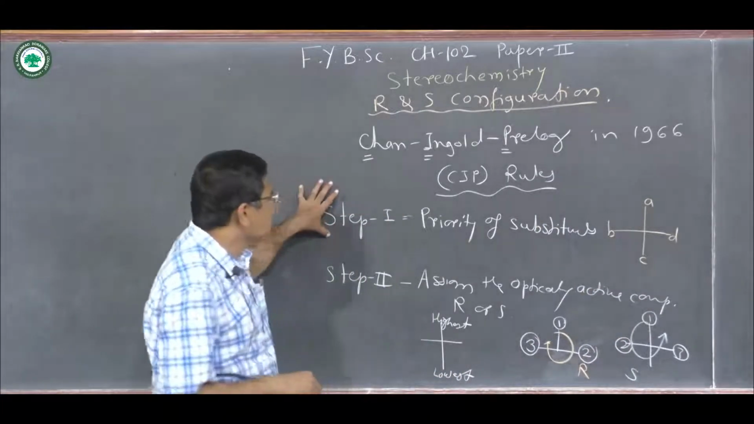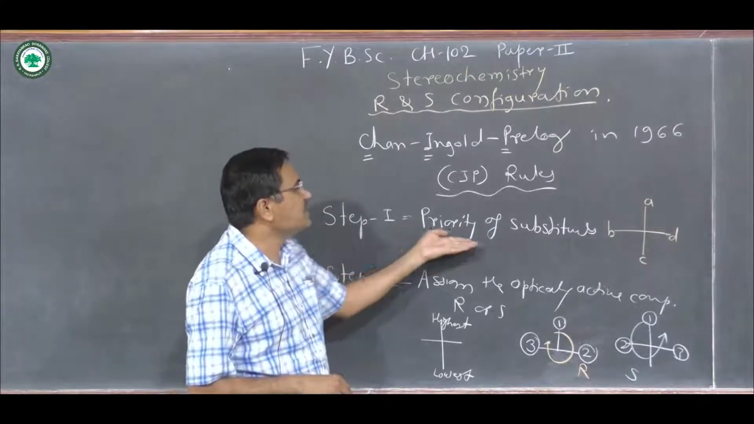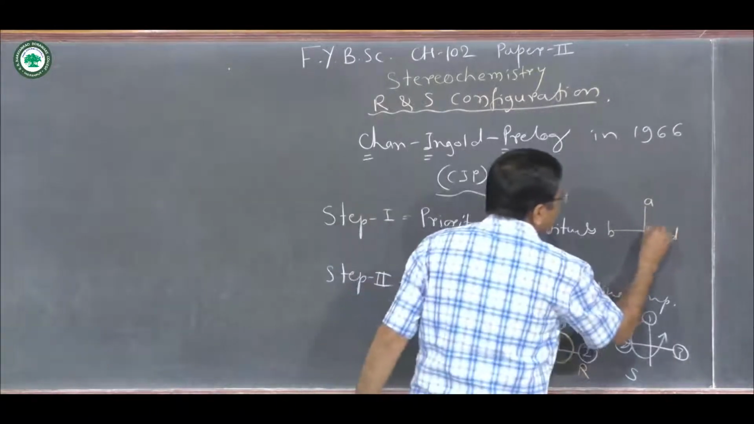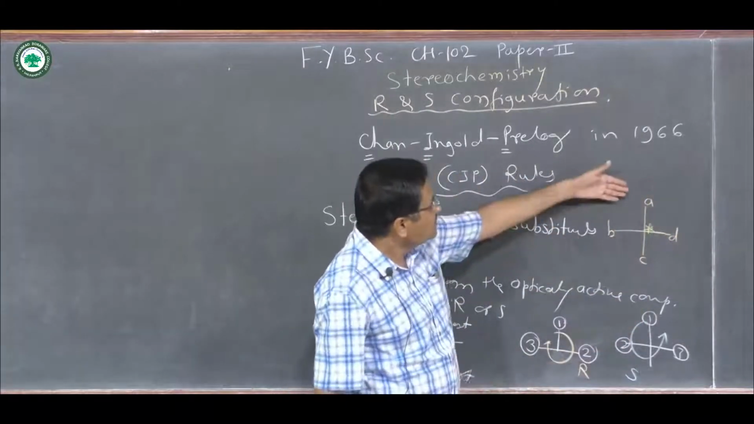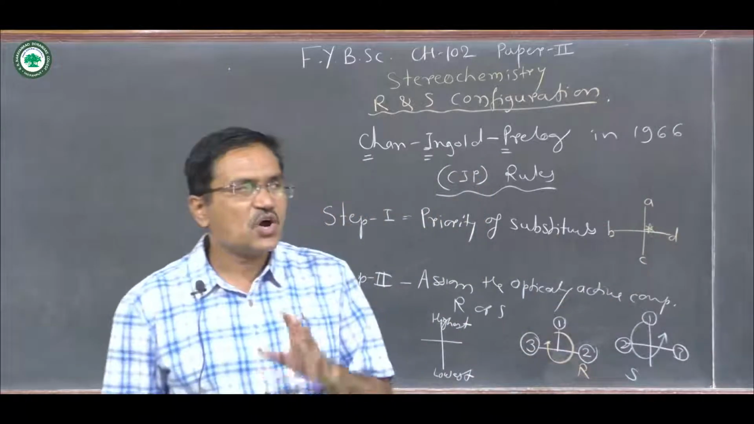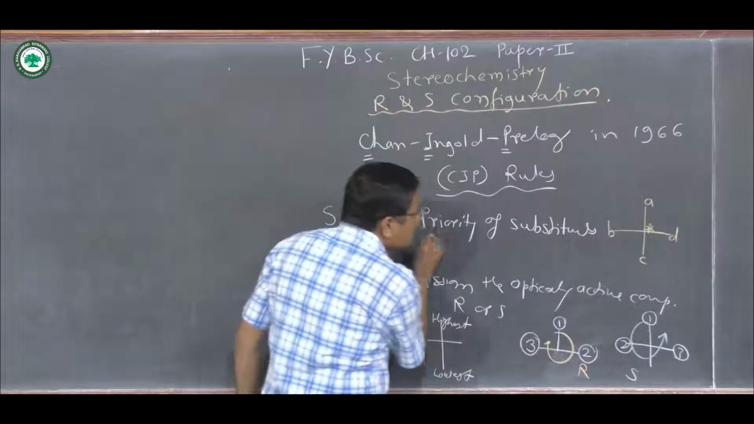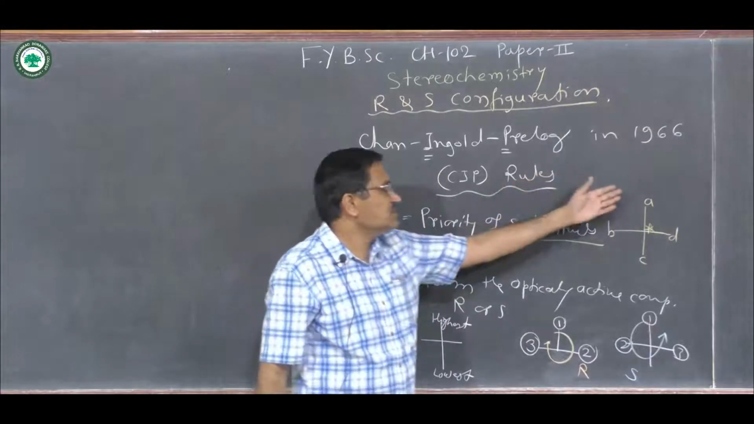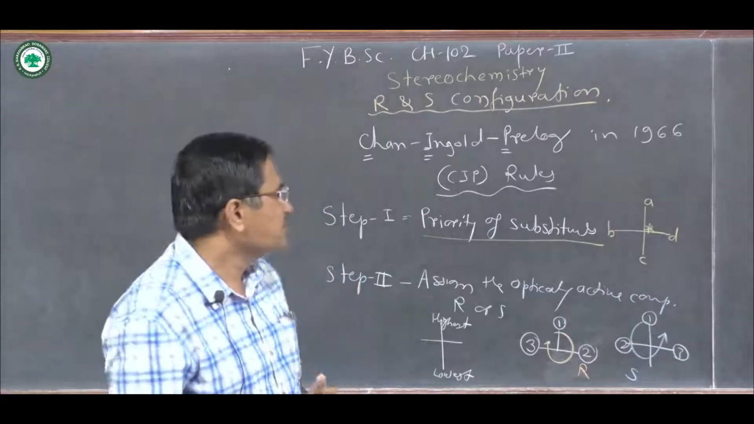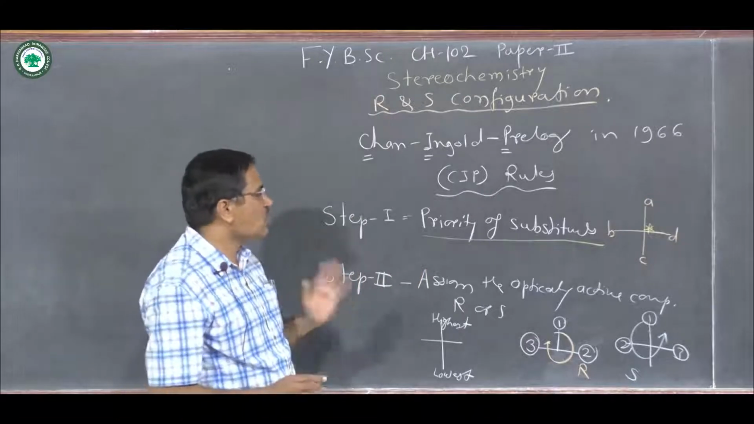Again we will remind this. There are two steps, step first and step second. In step first, first of all we decide the priority of substituents. You know very well about this. This is the chiral center, and here A, B, C and D, meaning different groups or atoms are attached to this chiral center, and in step first we decide the priority of these substituents. Deciding the priority of these substituents is like the sequence rule which is used in the EZ configuration.